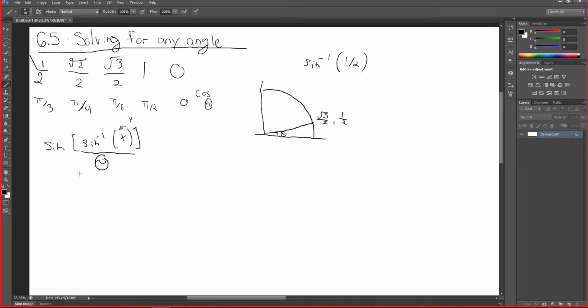So we know this works because sine has to have an angle as an input, which is fine because sine inverse gives us an angle as an output. So that's why we can do things like sine of sine inverse, because the output of sine inverse is an appropriate input for sine.